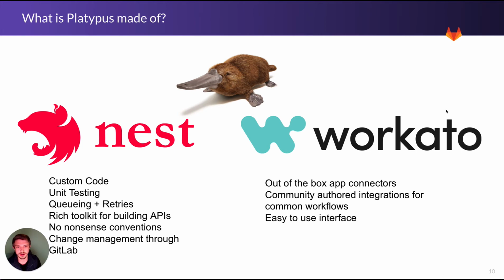And then Workato is an integrations platform as a service. It has a lot of out-of-the-box app connectors for common applications used in the enterprise space, including ones that we use. It has a lot of community-authored integrations for common workflows. And it has a super easy-to-use interface, which means that we can train other people at GitLab that aren't necessarily engineers to actually use Workato and build automations for themselves from a select catalog of data, workflows, and connectors that we provide to them.